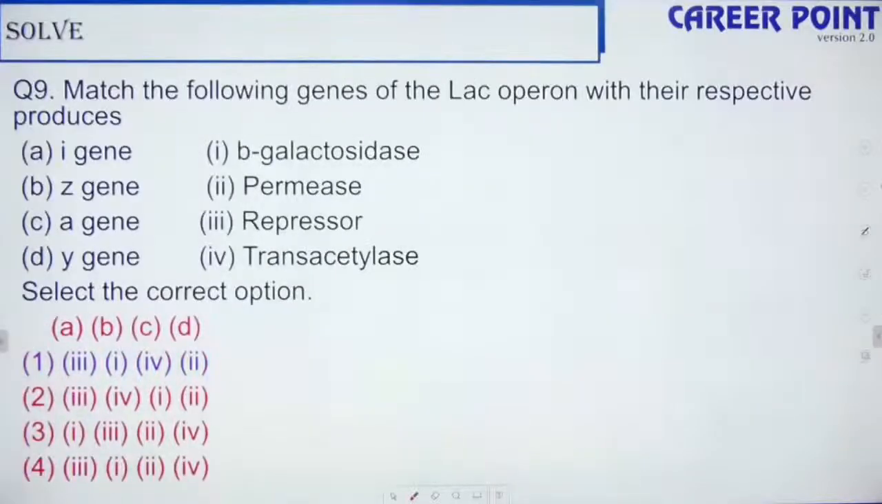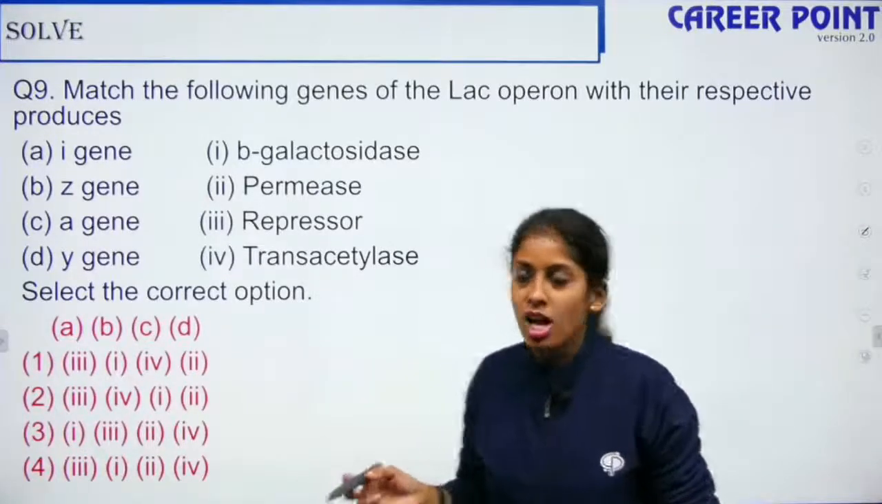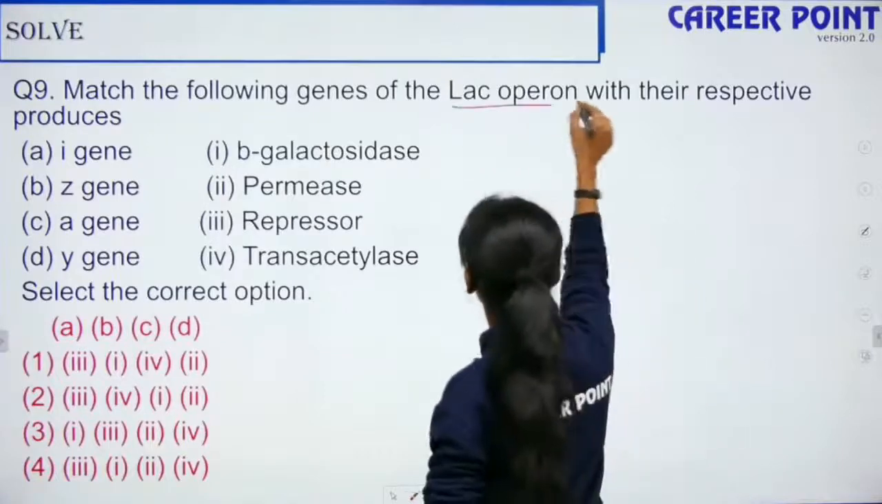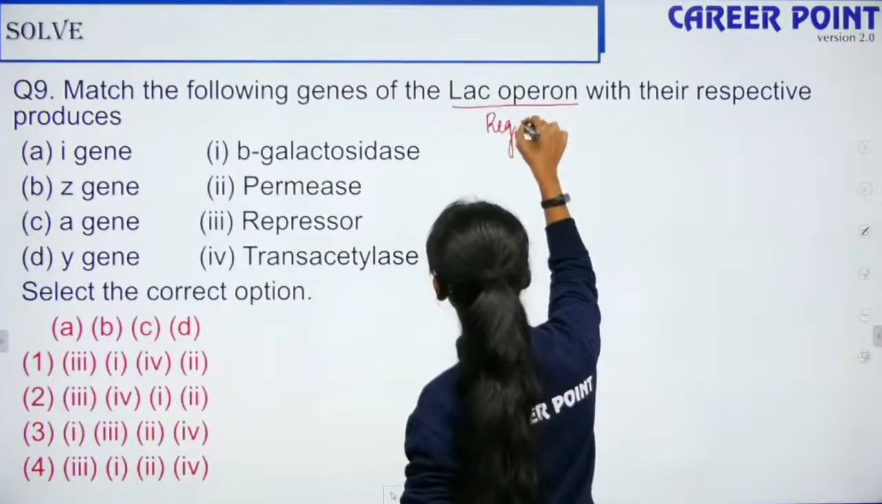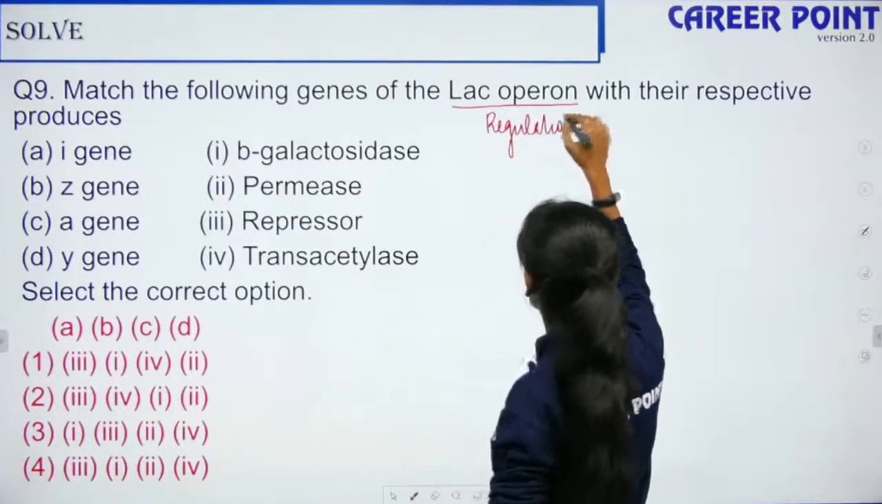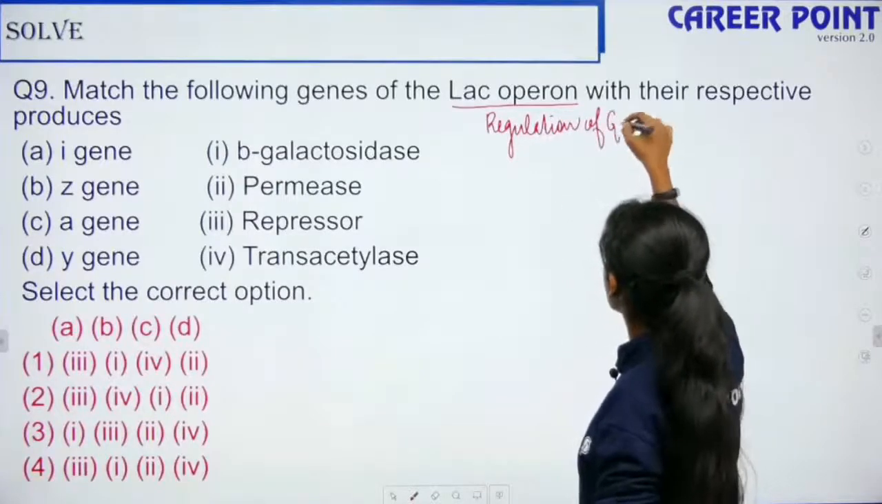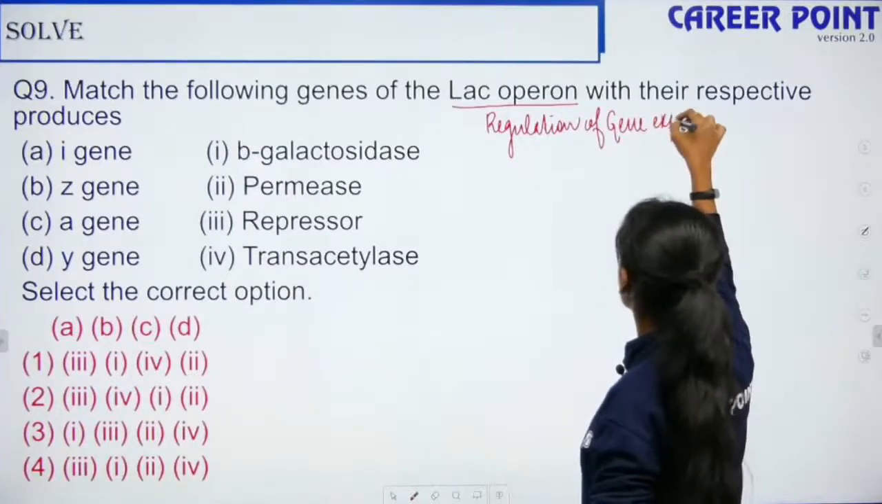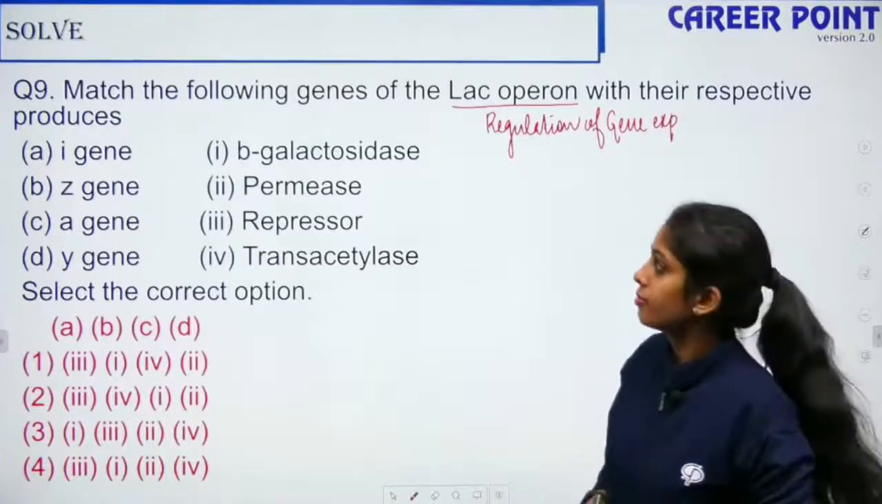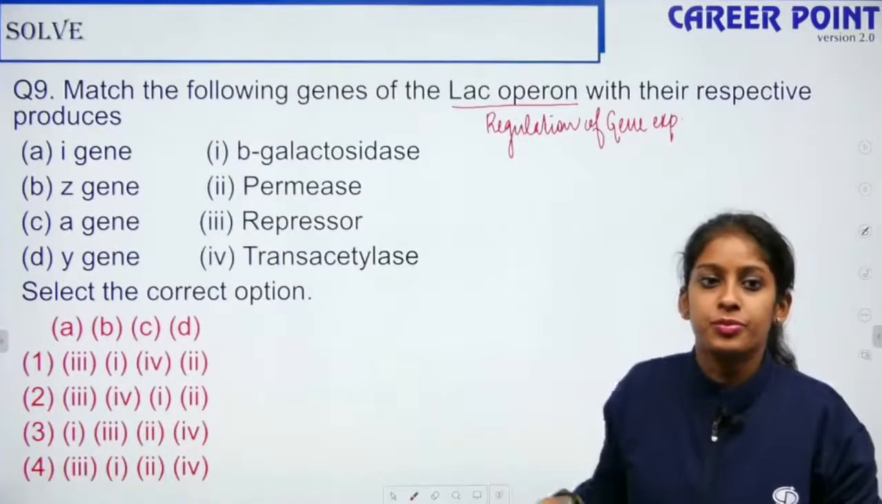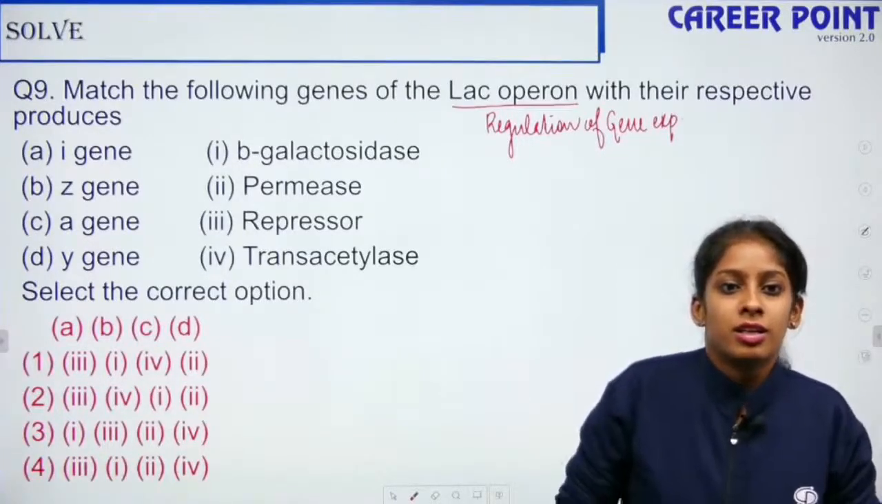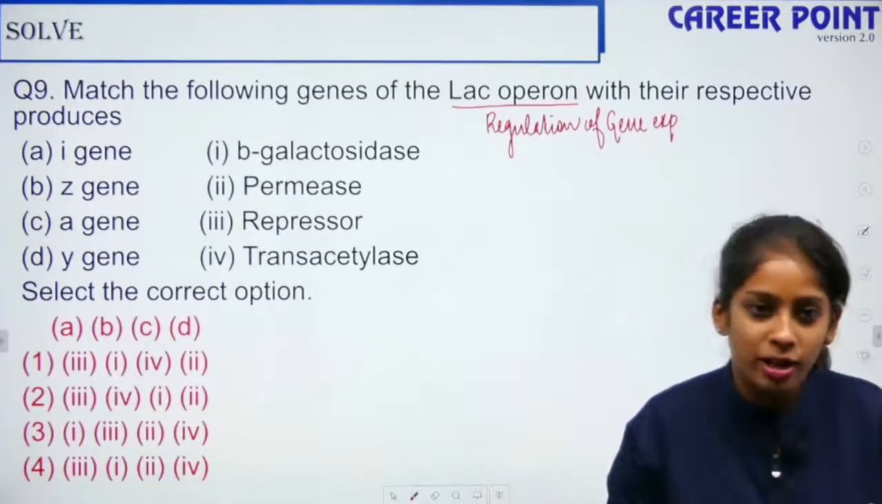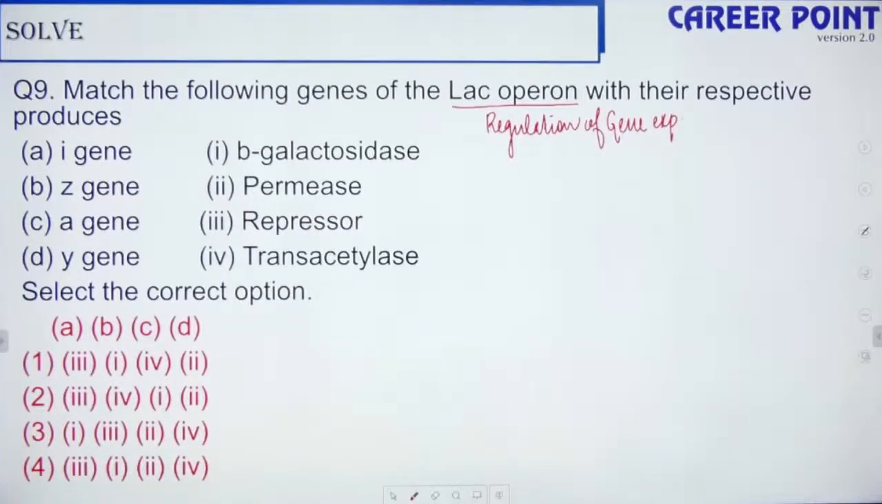So question number 9. Match the following genes of the lac operon with their respective products. So lac operon is a type of regulation of gene expression. Okay, Priyanka, as long as you remember it, I'm fine.